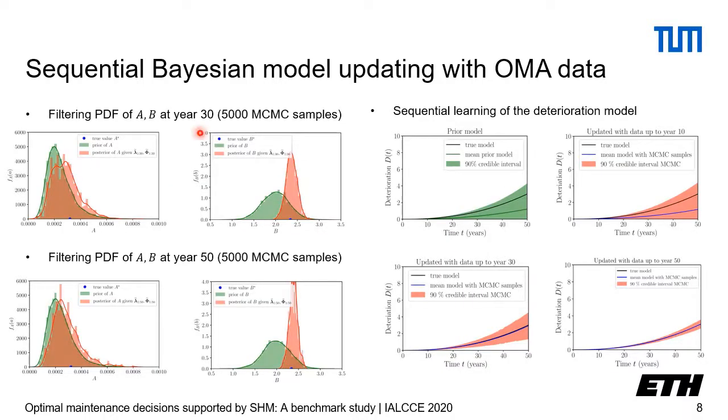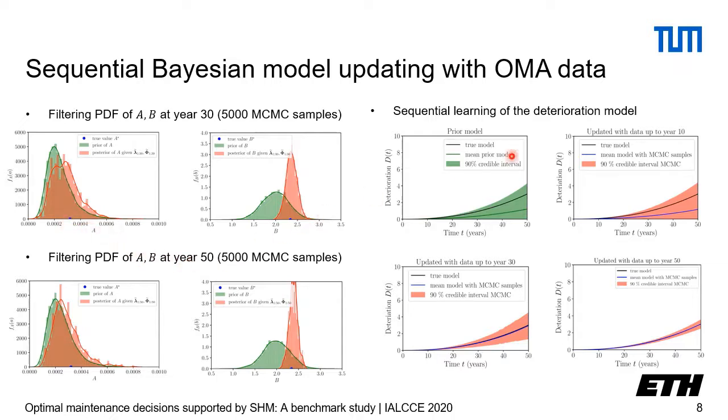This slide shows some results of the sequential Bayesian updating. On the left side figures, on the top we plot in green the prior distribution of A and B, and in red the filtering distributions at year 30 and in the bottom at year 50. As can be seen, the uncertainty in the posterior distribution is reduced, only slightly though for parameter A and a lot for parameter B, and the posterior distributions are centered around the true values of A star and B star for which the data was created.